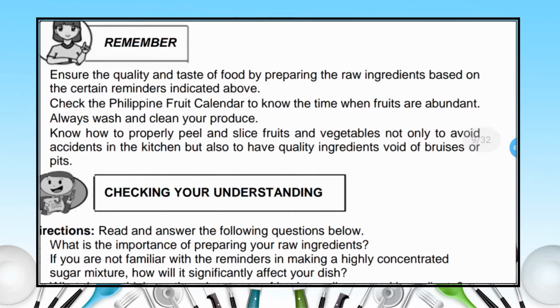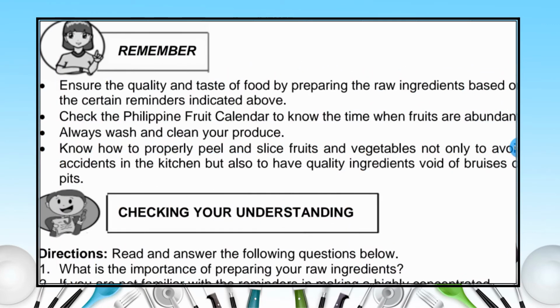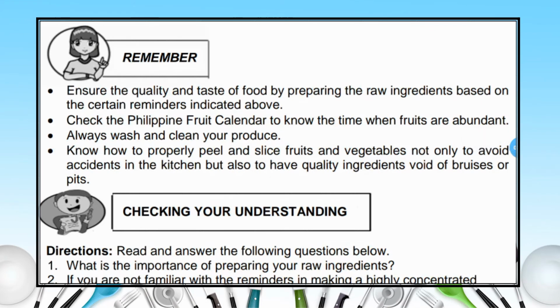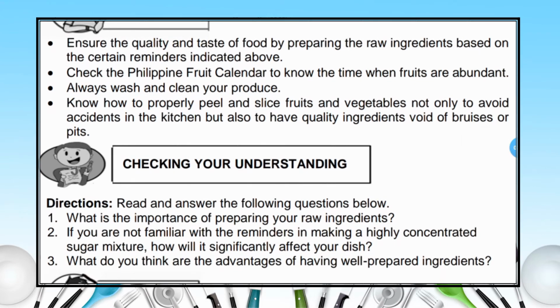And these are the things that you need to remember about this lesson. First is to ensure the quality and taste of food by preparing the raw ingredients based on the certain reminders indicated above. Next is to check the Philippine fruit calendar to know the time when fruits are abundant. Third is always wash and clean your produce. Last is know how to properly peel and slice fruits and vegetables, not only to avoid accidents in the kitchen but also to have quality ingredients void of bruises or pits.